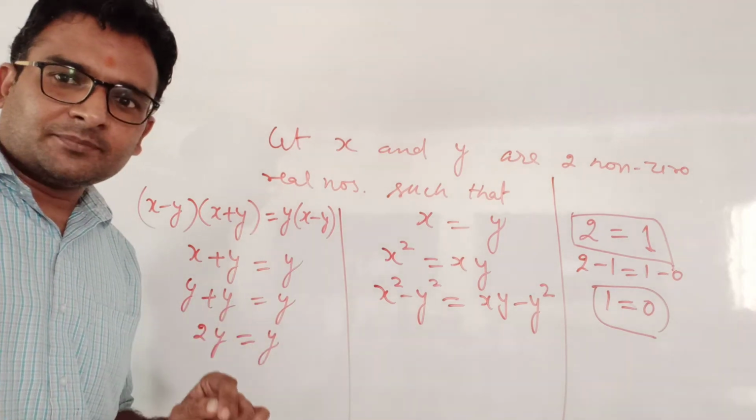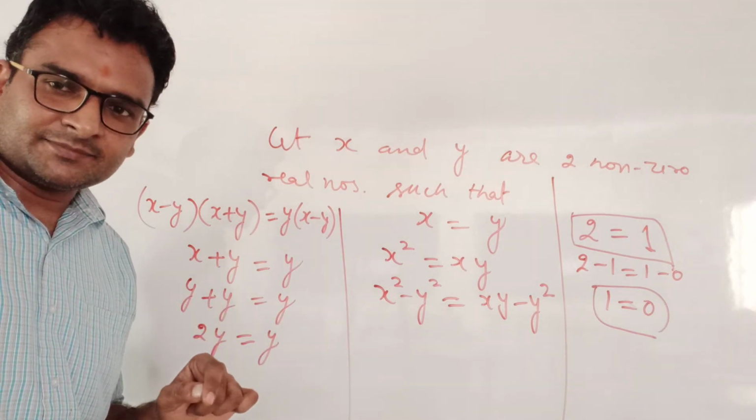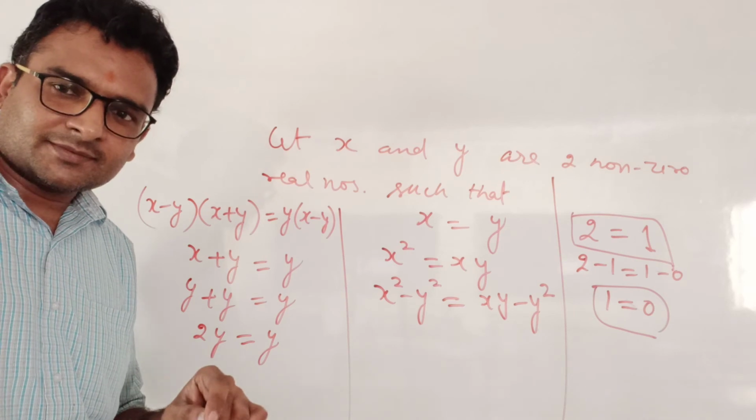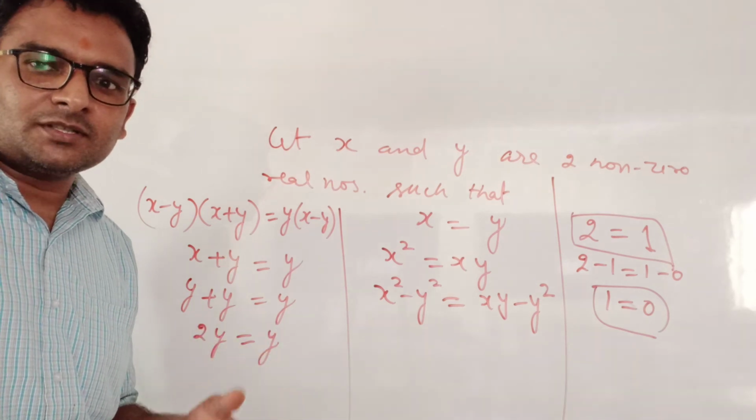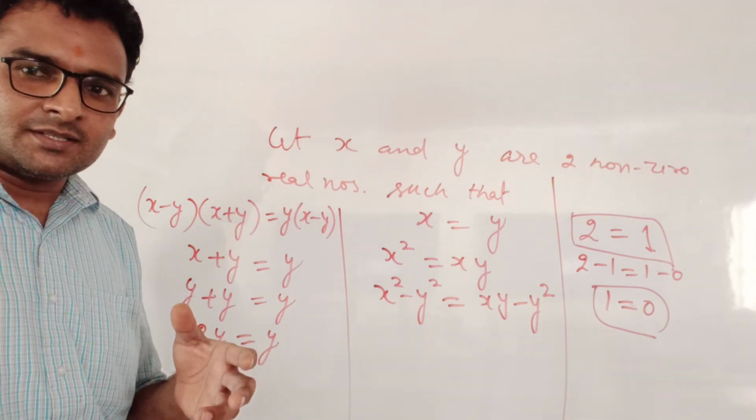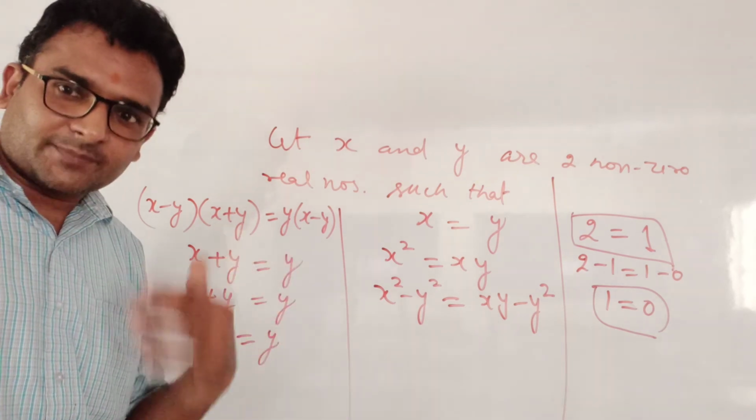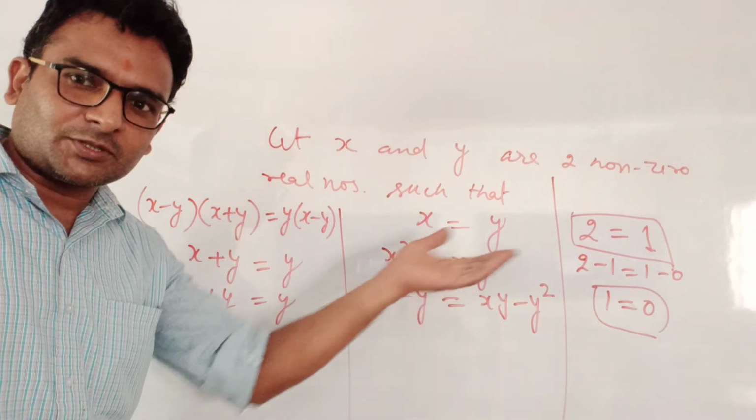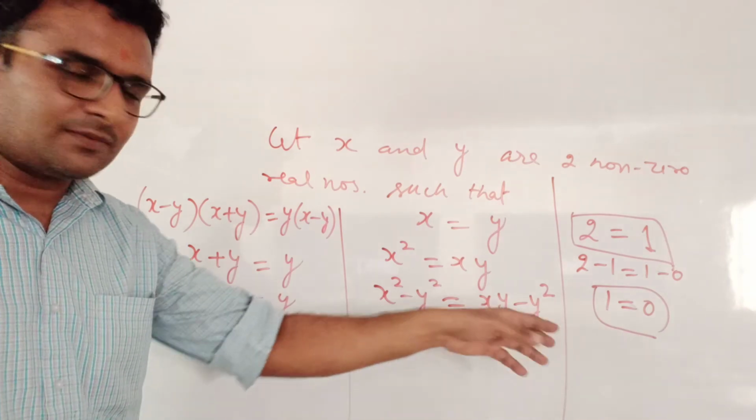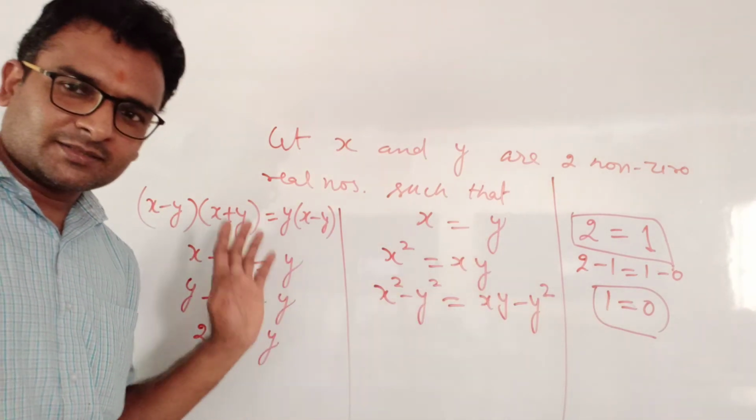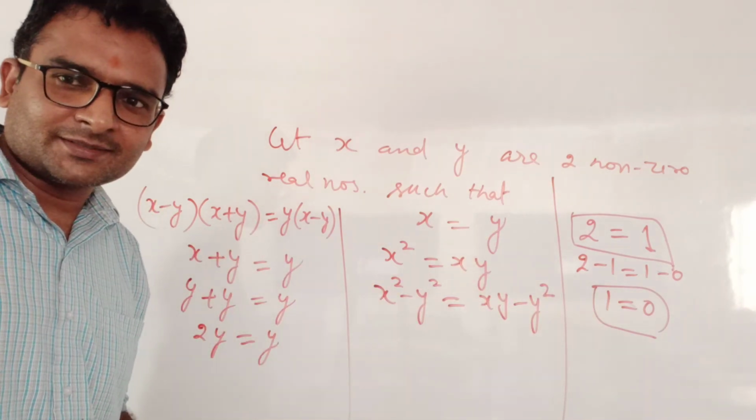So as I said, maths is really amazing. In maths, we can sometimes do something which is not possible to accept. How will people accept 2 is equal to 1? How will people accept 1 is equal to 0? But in mathematics we could do it.